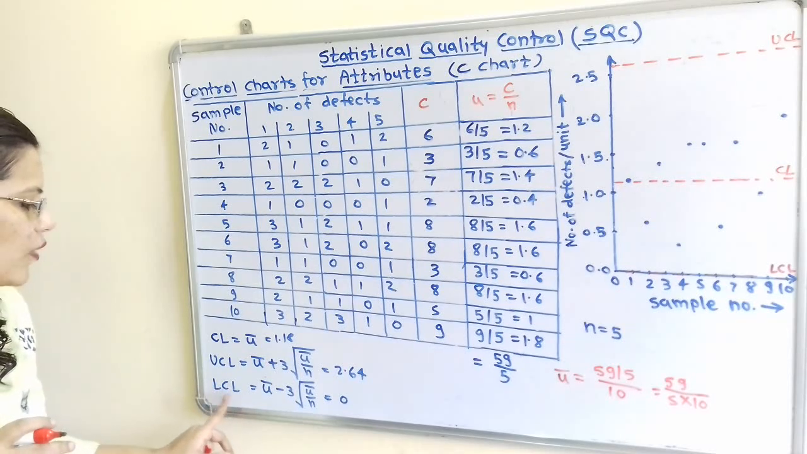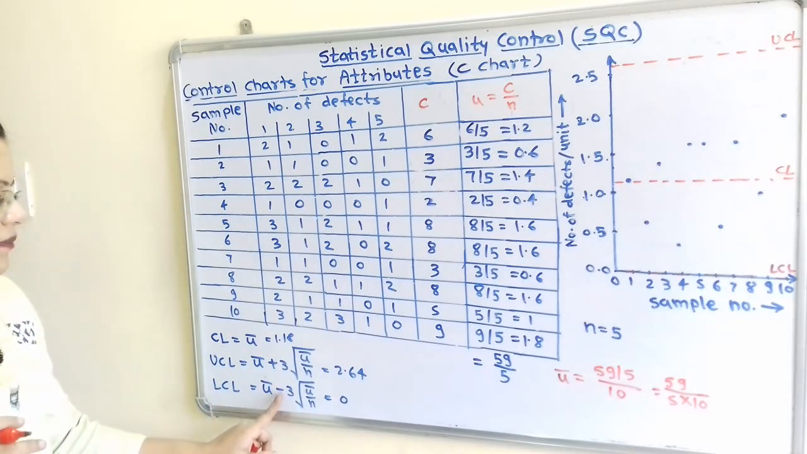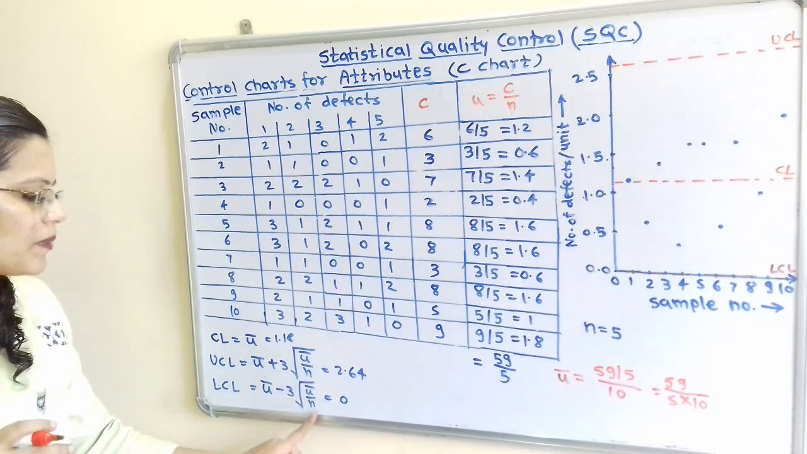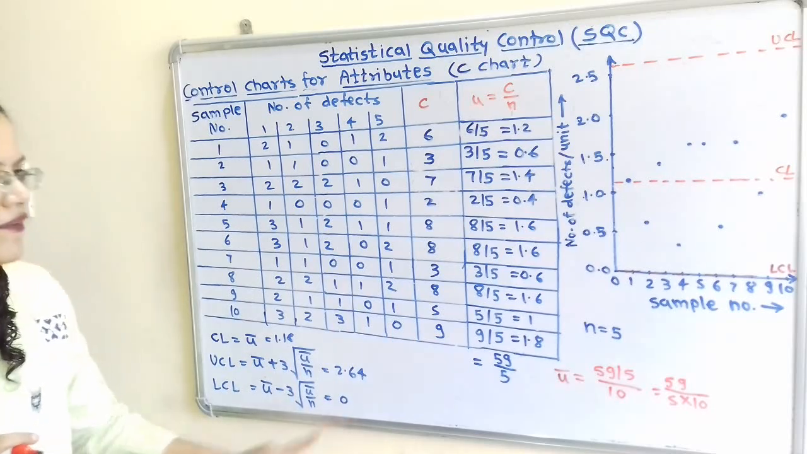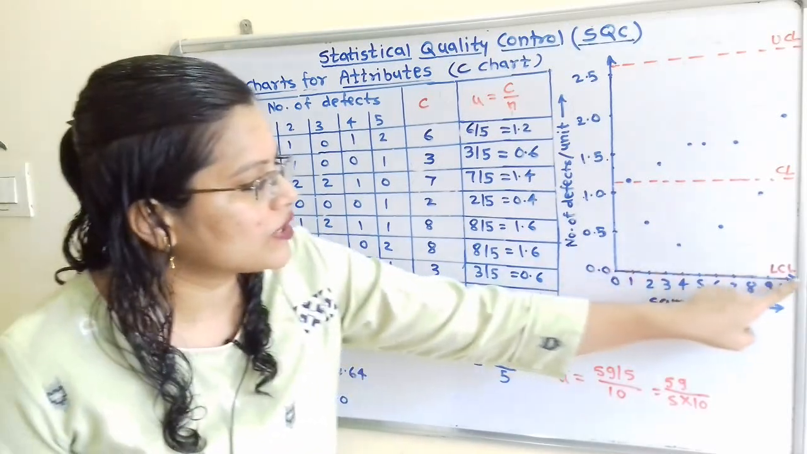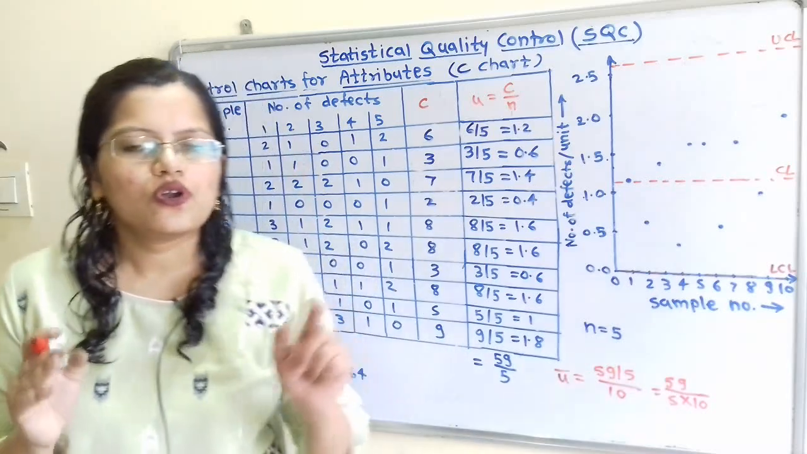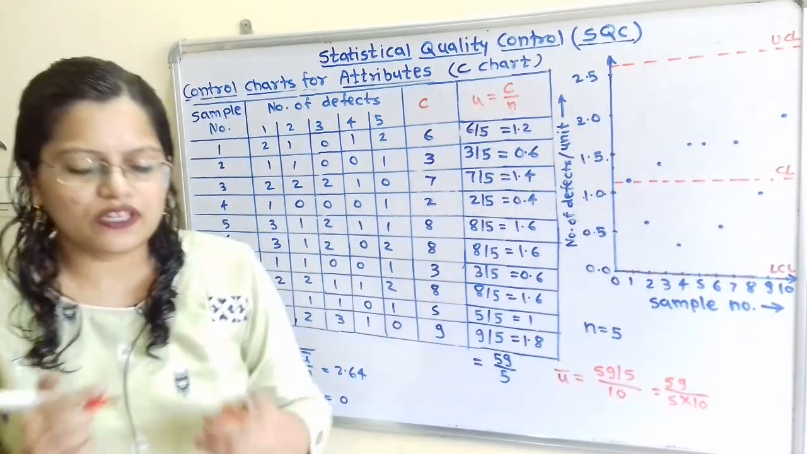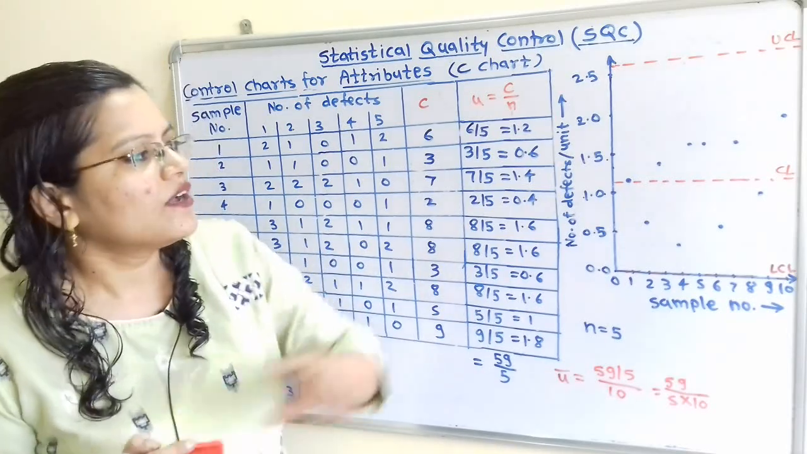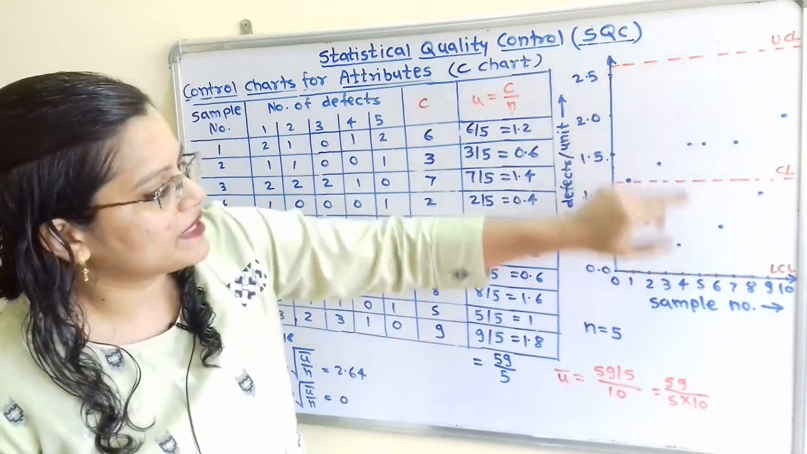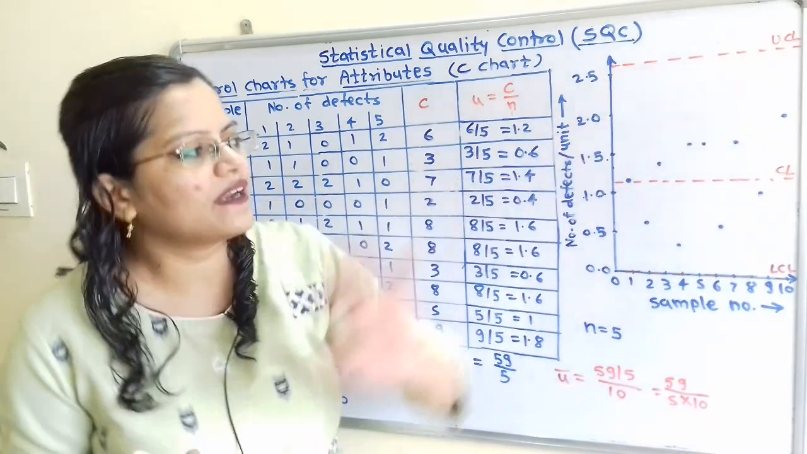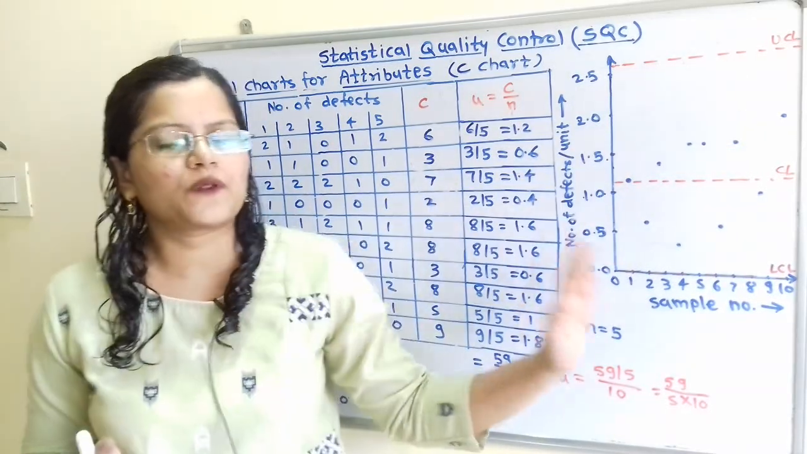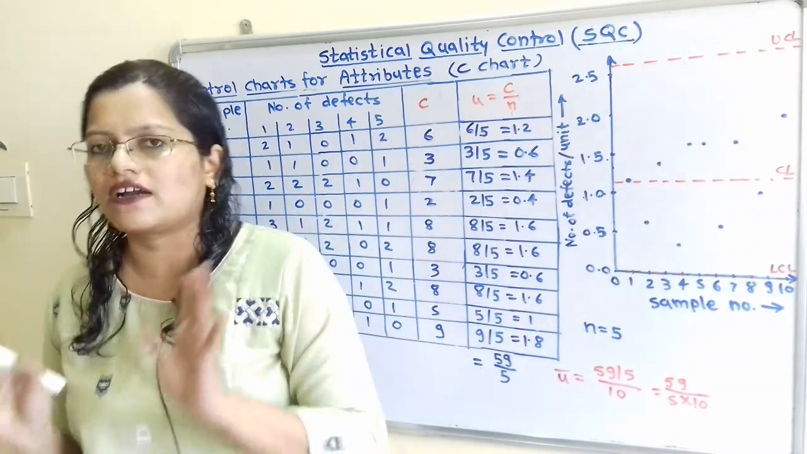Then the lower control limit is u bar minus 3 under root of u bar by n, which is equal to 0. So at this horizontal line 0, we have to show the lower control limit. Now if we observe this chart, all the points lie within these control limits, that is the lower control limit and upper control limit. So this process is under statistical control.